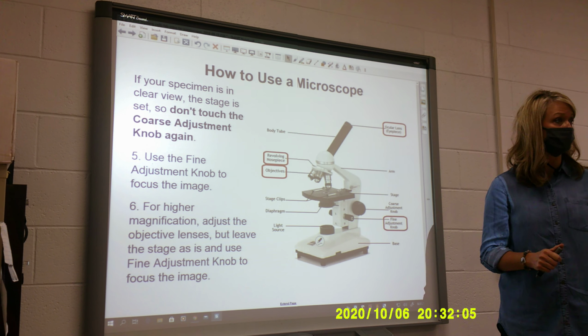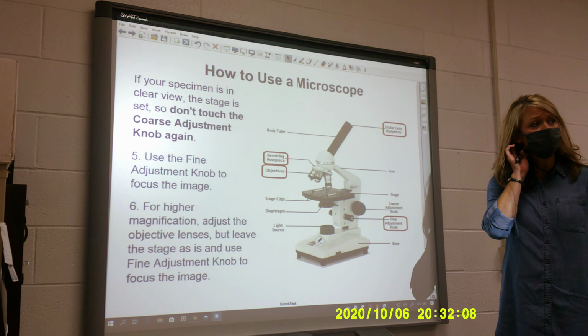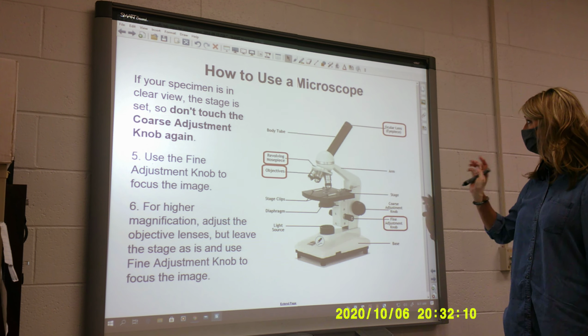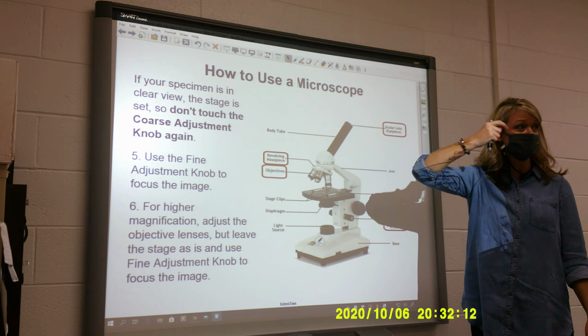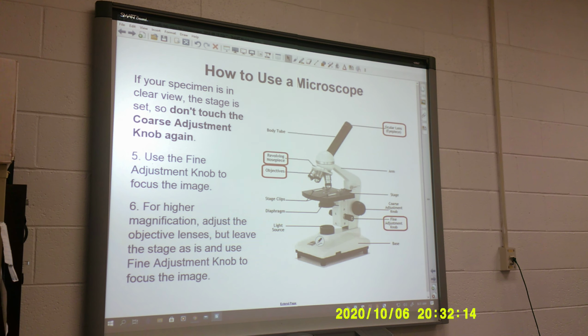Did you do the ocular lens or something? Say it again. The compound light, the ocular lens? Right here is the ocular lens. That's the piece you look down in. This has it right here.